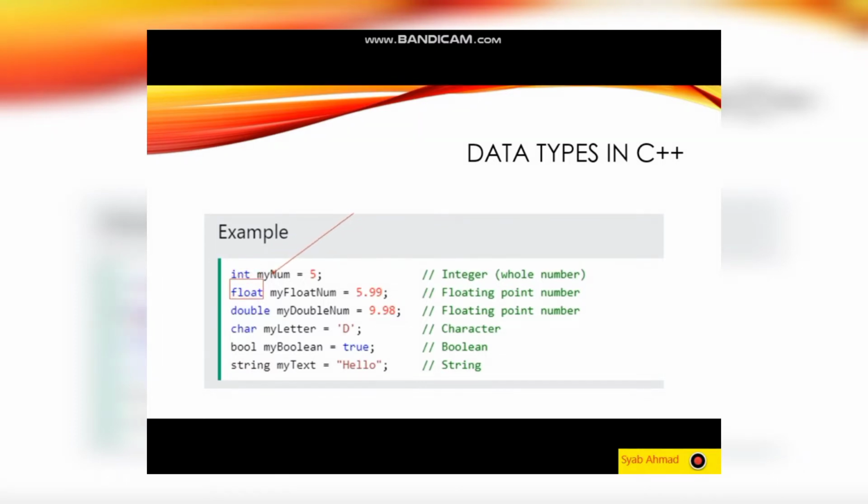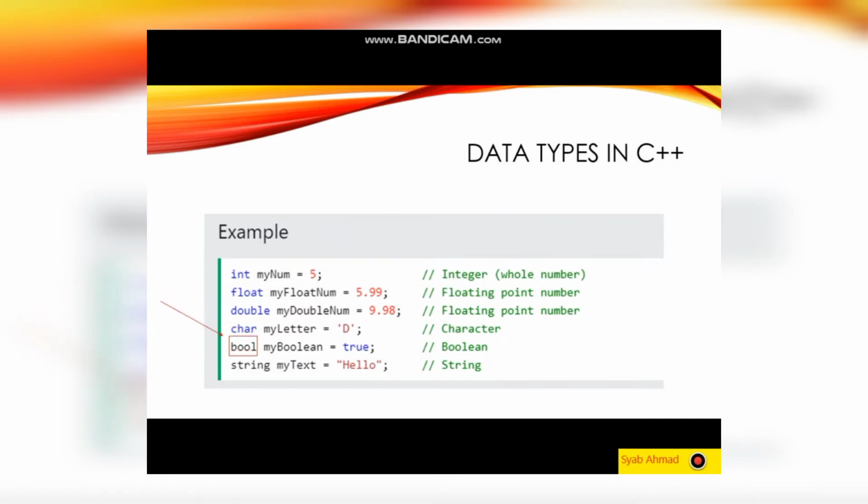Float stores fractional numbers, containing one or more decimals. Sufficient for storing 7 decimal digits. Double stores fractional numbers, containing one or more decimals. Sufficient for storing 15 decimal digits.